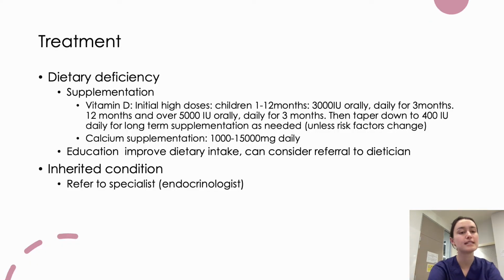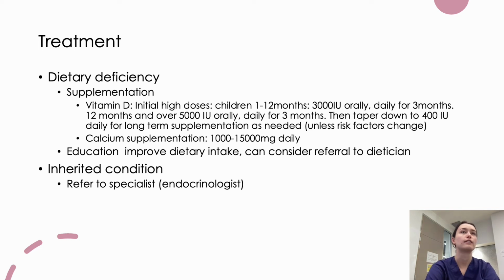So treatment, if it's a dietary deficiency, you want to do high dose vitamin D. In children from 1 month to 12 months, that's 3,000 international units orally daily for 3 months, and 5,000 units if they're over 12 months old for 3 months, and then you taper down to 400 international units for long-term supplementation as needed, unless their risk factors change.